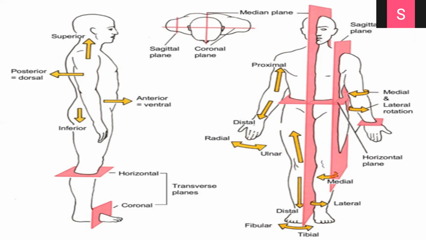And also we have here rostral. Rostral is used particularly in the head to describe the position of structures, and it refers to the nose. For example, the forebrain is rostral to the hindbrain.